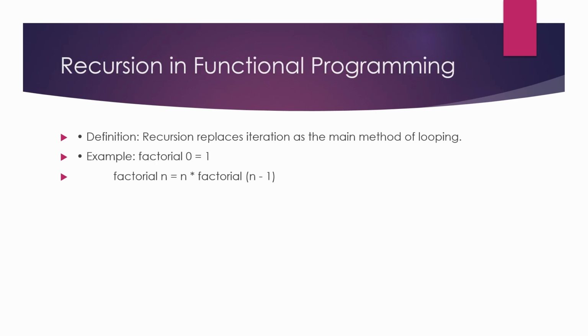In functional programming, recursion replaces loops as the primary way to iterate. Recursive functions call themselves with modified parameters to solve a problem. For example, calculating the factorial of a number can be done through recursion, where the function calls itself with a reduced value.